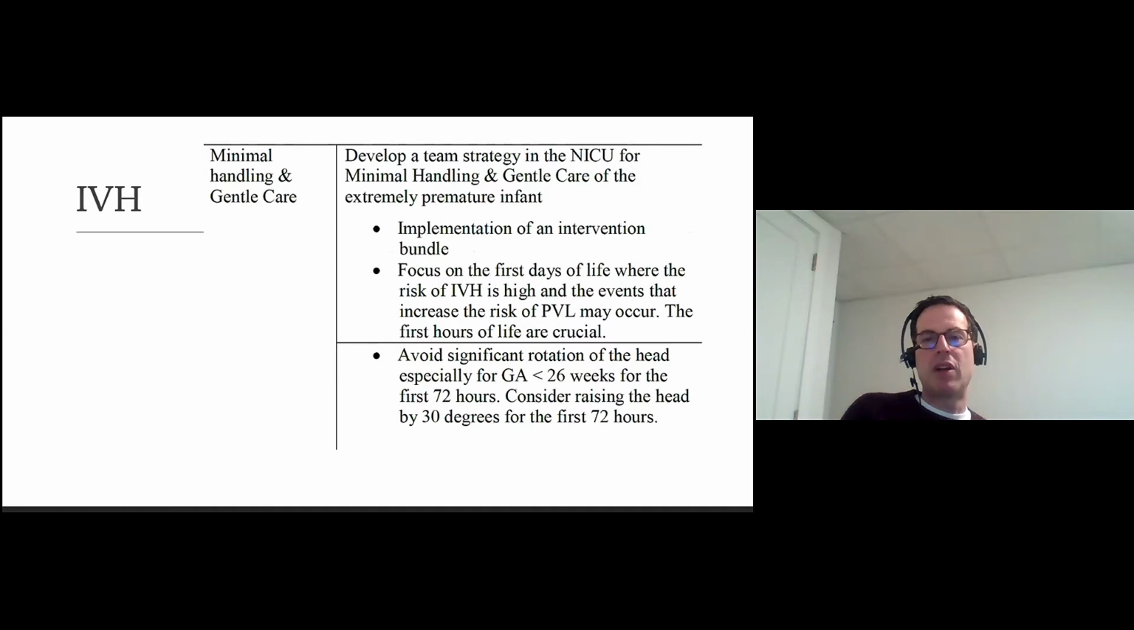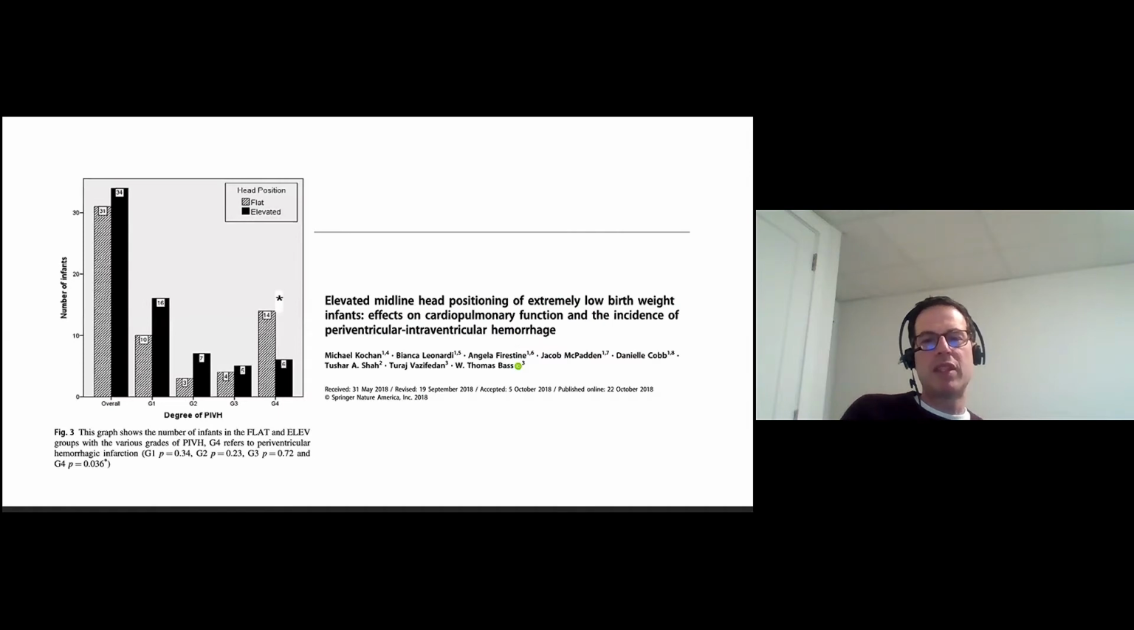Minimal handling has been a hot topic. I don't know if your units are using this, but there's been a strong move to, in the first 72 hours, try to avoid handling of these infants and consider raising the head of the bed by 30 degrees for the first 72 hours. The evidence for this, surprisingly or not surprisingly, is very, very sparse.